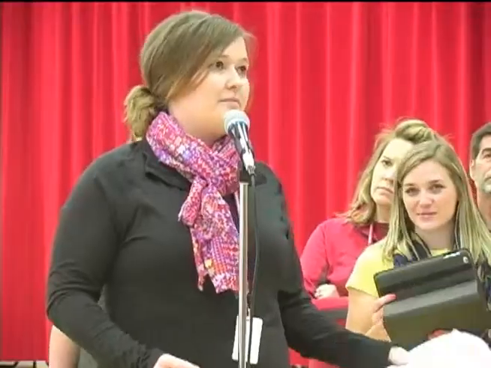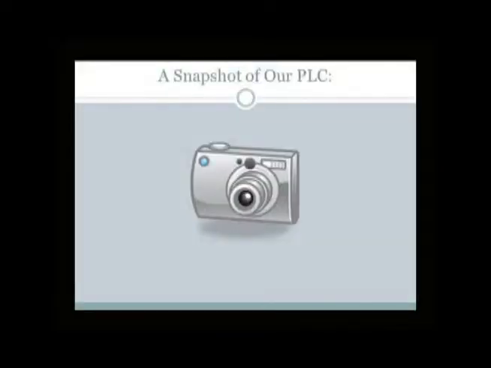So enough with the talk. We looked at that data, we looked at it and looked at it. Let's do something with it. So now we're going to get into the nitty-gritty snapshot of our PLC. What does the agenda look like? What do the Google Docs look like that Bruce has pulled together? That way you can really see how it's been used, and perhaps it's similar to what you're using in your PLC already.